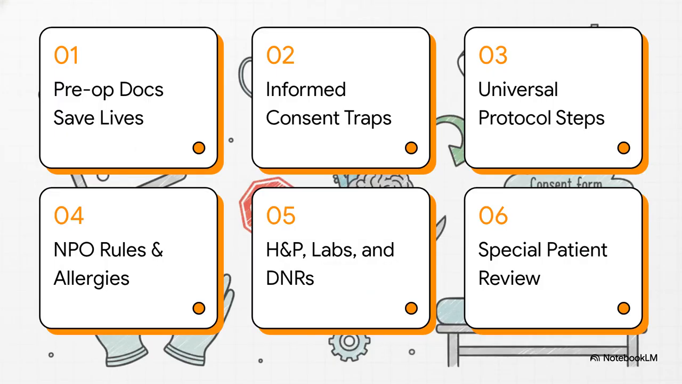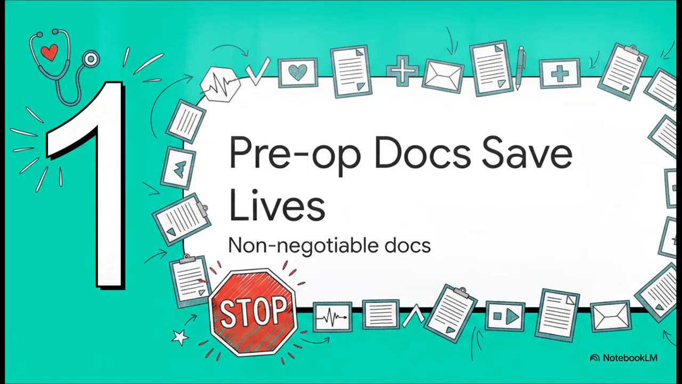Okay, here's our roadmap for today. We're covering: 1. How pre-op docs save lives. 2. Informed consent exam traps. 3. The universal protocol steps. 4. NPO rules and latex allergies. 5. H&P, labs, and DNRs. And 6. Special patients and a rapid review. Let's get to it.